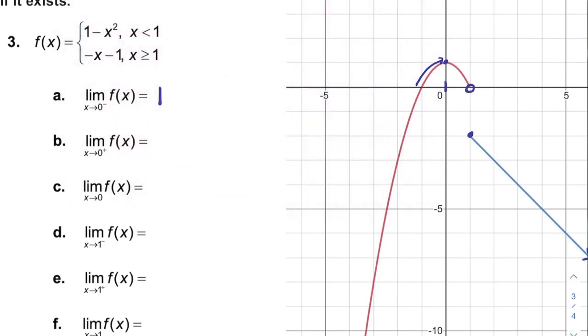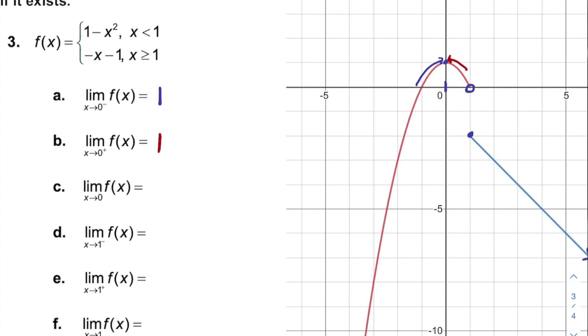Now let's go from the right. So we take 0 as our endpoint, hop a little bit to the right, trace towards it. It looks like we also end up at a y value of 1. This might almost seem confusing because it's simple, which is what sometimes makes it confusing. So from the left and the right, I take both of my fingers, I can trace from both sides, and I hit the same point. I hit a y value of 1.